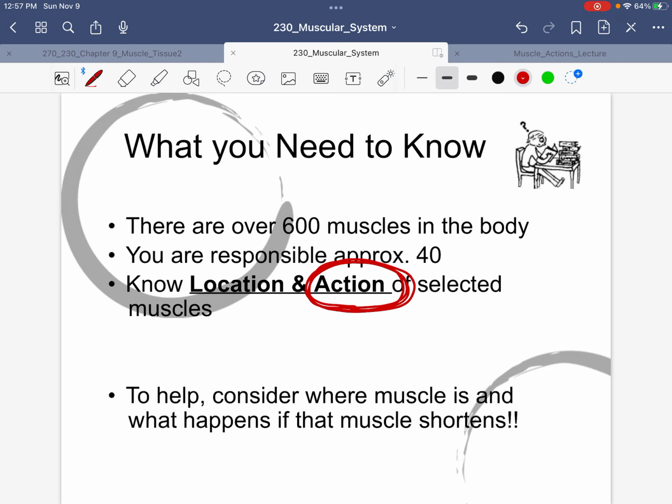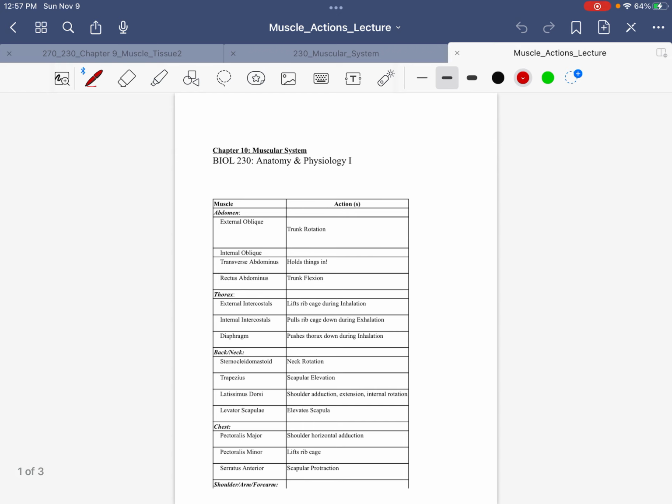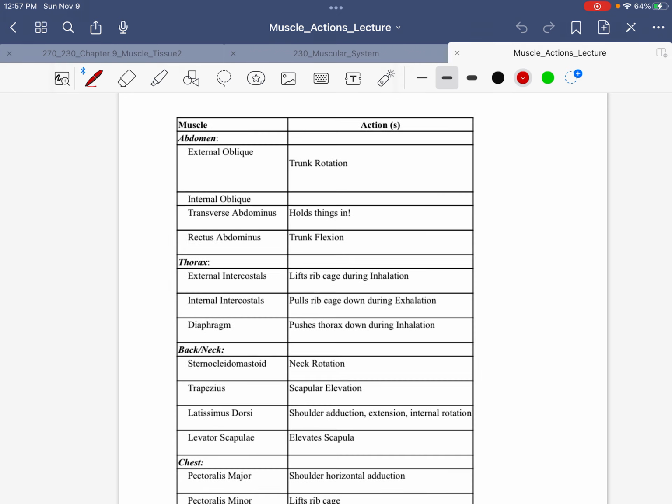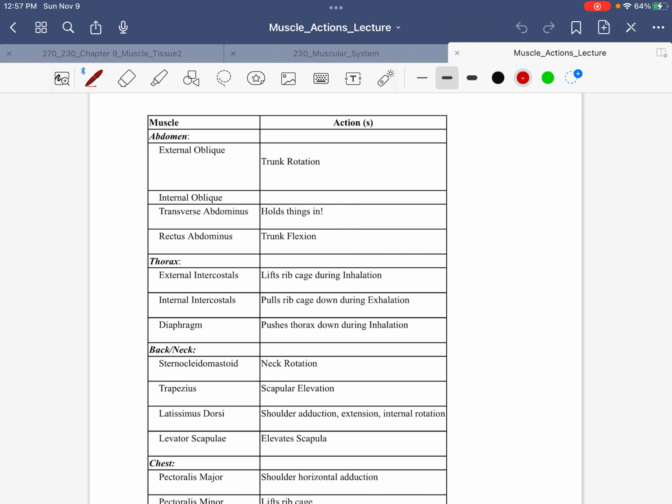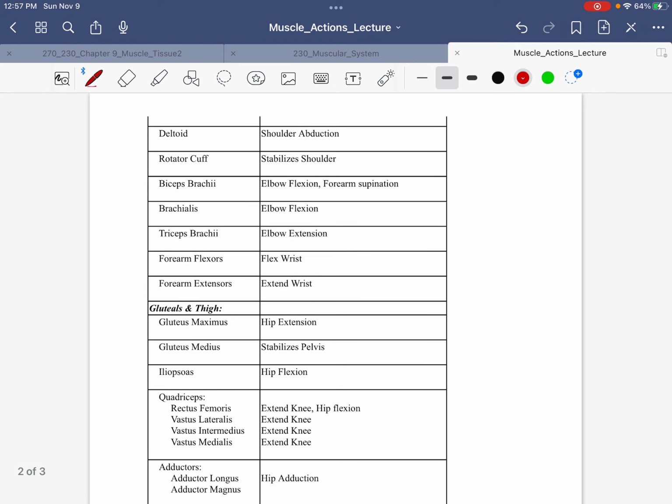You will see under your muscular system lecture, I have made a cheat sheet for you. I've given you the muscles, and then I've told you what actions to know. I can't make it any simpler. Most of these are the same muscles that we did in lab. Some of them are added, but I will talk about them in lecture. But for all the others, you can start memorizing these. Some of them are pretty simple.